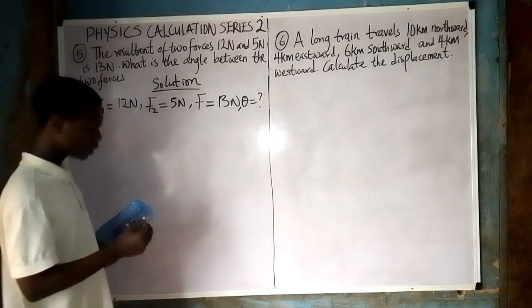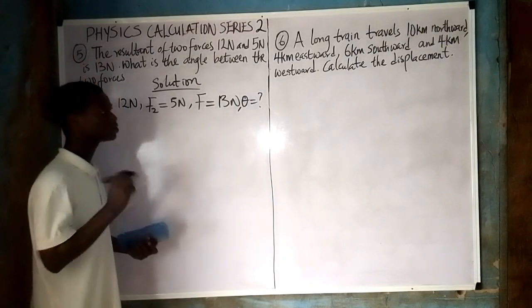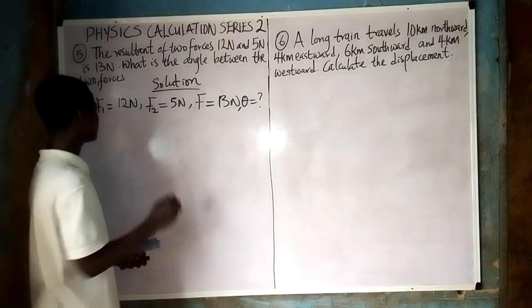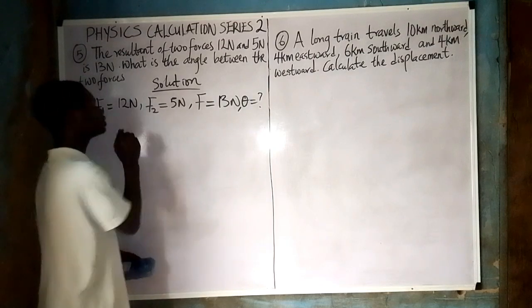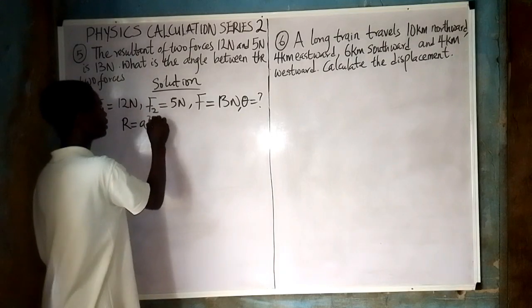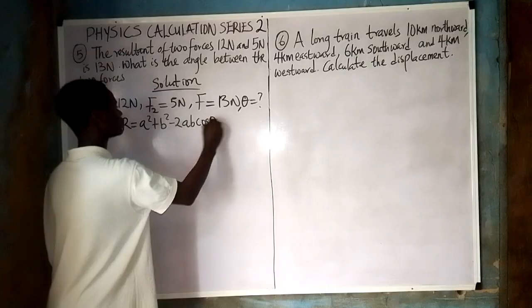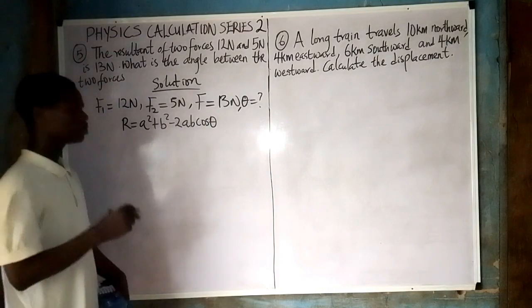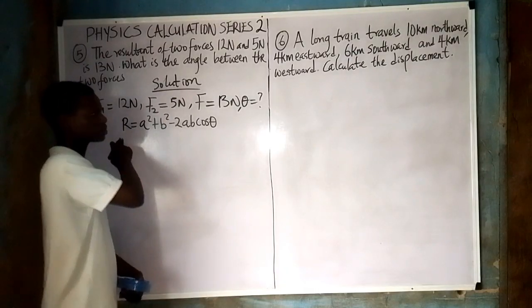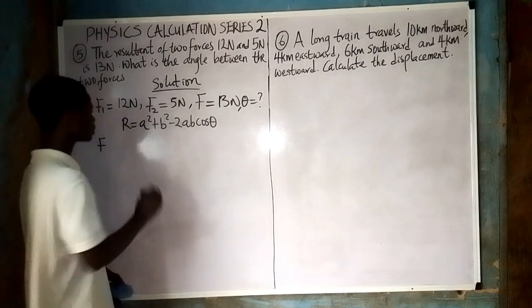Now how do we answer this question? There's only one formula we can use here. Based on the question, we have the resultant, we have two forces, and the angle is unknown. That will bring to our mind the formula which is gotten from the cosine rule, which is R squared equals a squared plus b squared minus 2ab cos theta. We can actually use this formula, but this time around we will be modifying it. R stands for resultant, so in place of R, we can say big F, that is net force squared.